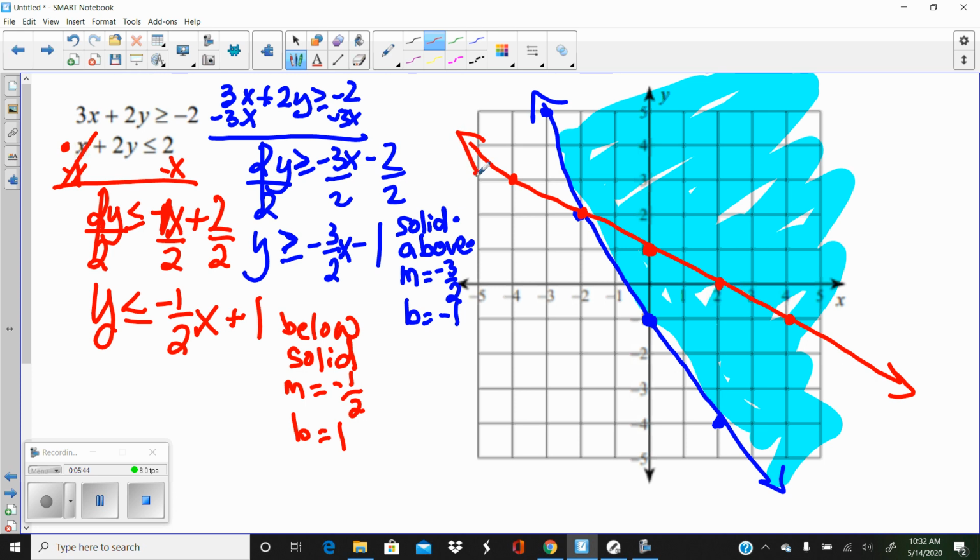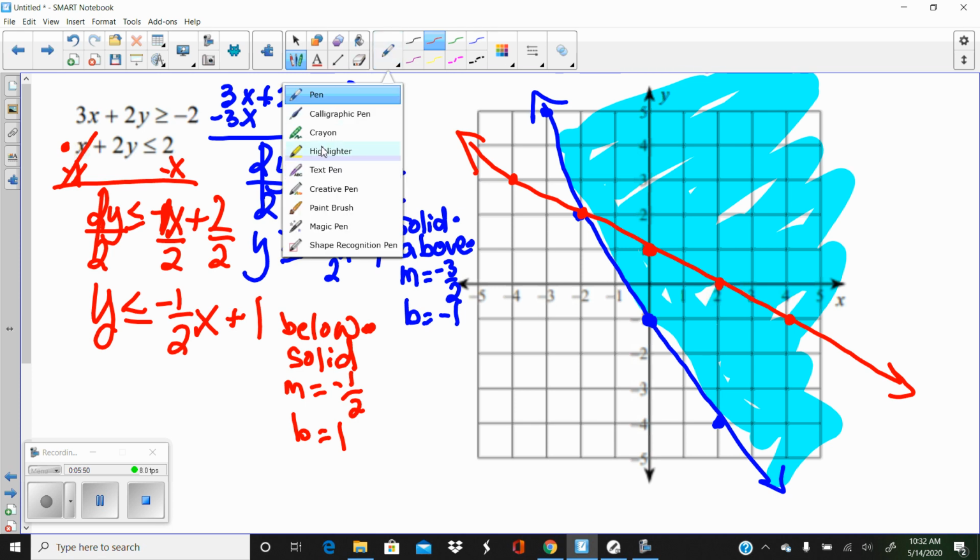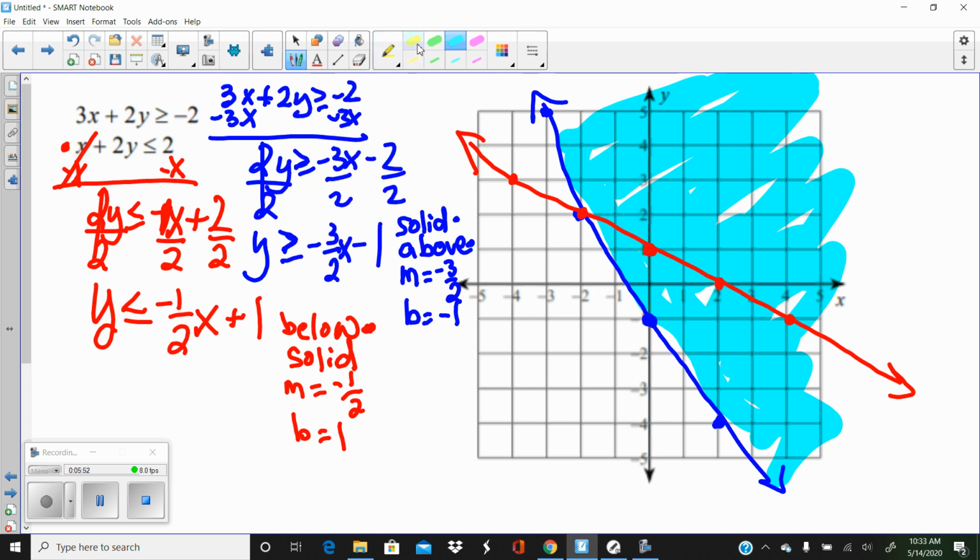And our shading is going to be below the line. So let's see if I can find a pretty color here. And my highlighter, we'll have to use yellow because I think pink is just too obvious. All right, so we're shading below this red line, oh, sorry about that, went over a bit. Below the red line over here.